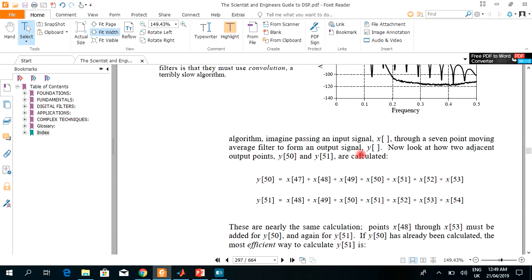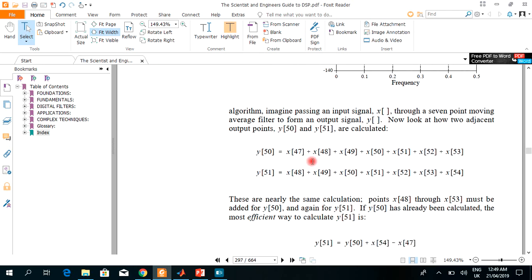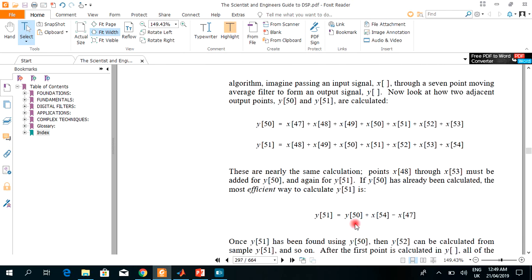Like if we have a 7-point moving averaging filter and we want a recursive implementation, as you can see that y of 50 is equal to x of 47 plus x of 48 plus x of 49 plus x of 50 plus x of 51, x of 52, x of 53, and y of 51 is what? Just a slide shift.